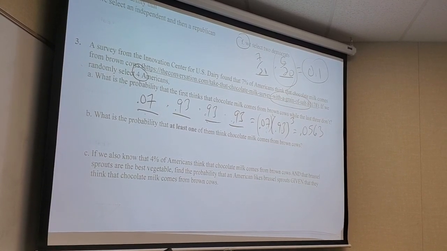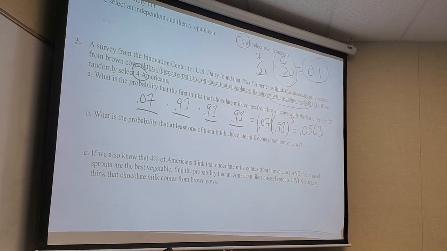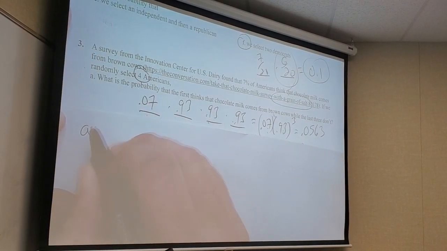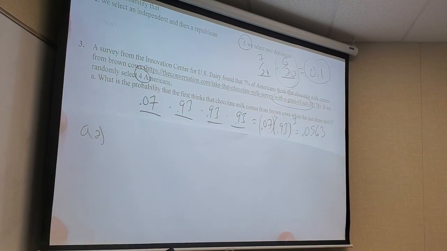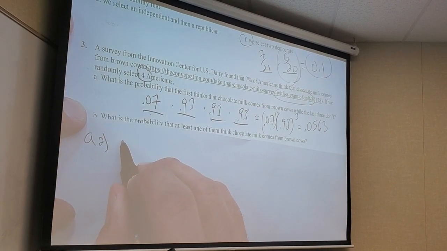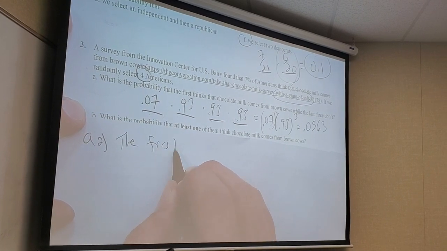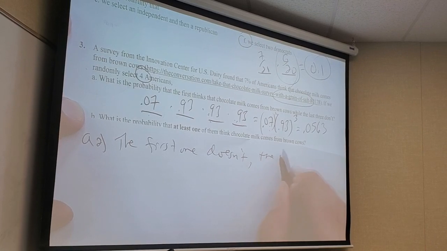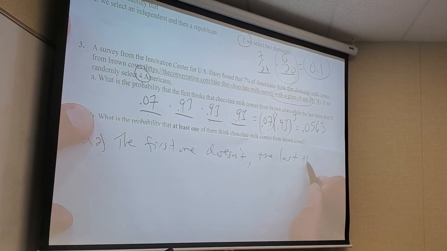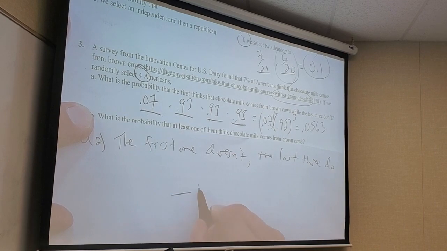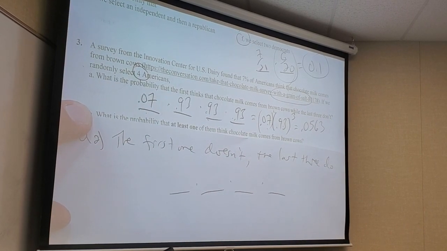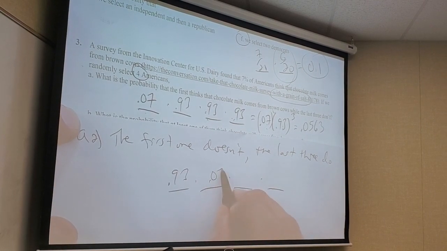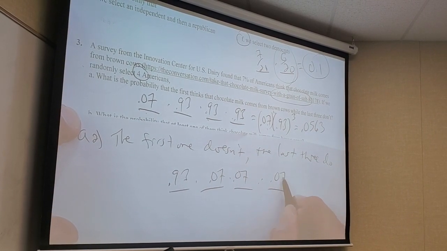Now, real quick, we'll talk about part B. Part B is a little bit interesting. But let me do part A, subsection 2. What if I wanted the first one not to think that way, and the last 3 do? How would I set that up? You just kind of reverse it. Yeah, the first one doesn't, and then the last 3 do. And then you throw in the old calculator and get whatever you get.